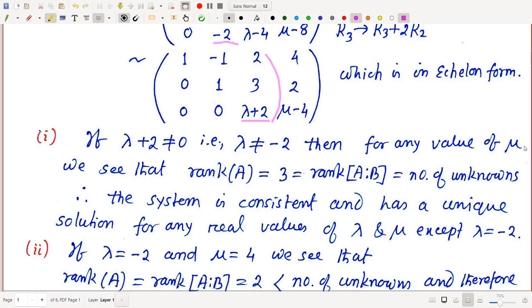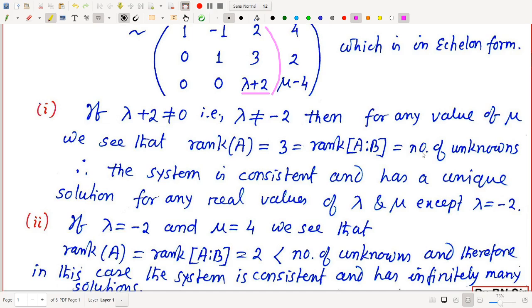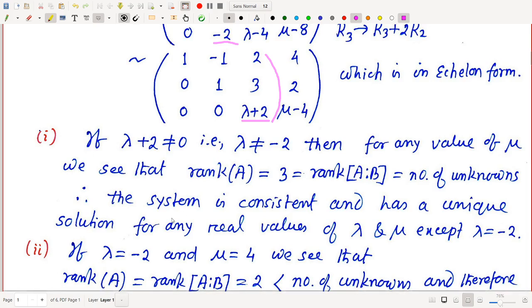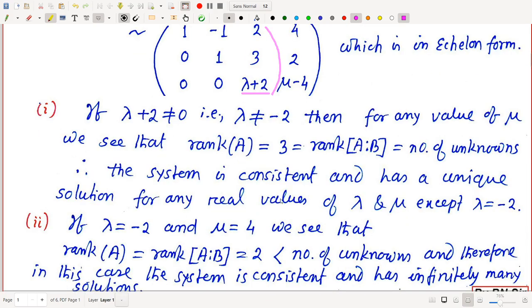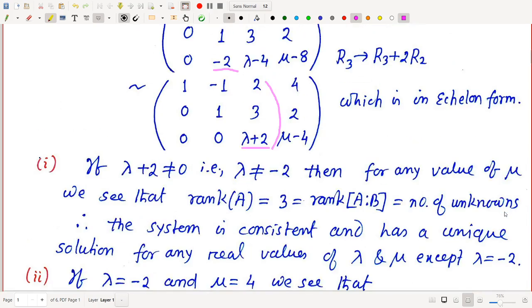Then for any value of mu, whether mu is 4 or any other real value, we see that rank A is 3, and rank [A : B], the rank of the augmented matrix, is also 3. And that 3 is equal to the number of unknowns or number of variables. Therefore the system in this case is consistent and has a unique solution for any real value of lambda and mu except lambda equal to minus 2. So this is our first investigation.